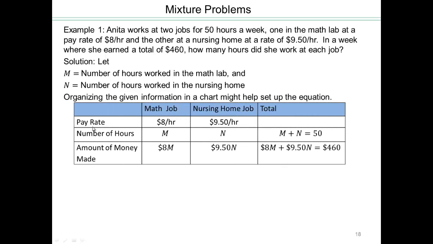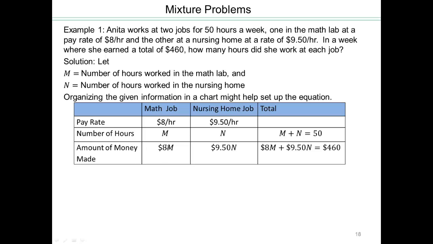the equation. So we have a math job, nursing job, and total. We have pay rates, number of hours, and amount of money made. At the math job, she earns $8 per hour. The nursing home job earns her $9.50 per hour. M is the number of hours at the math job. N is the number of hours in the nursing home job for a total of 50. Total means addition, so M plus N is 50.